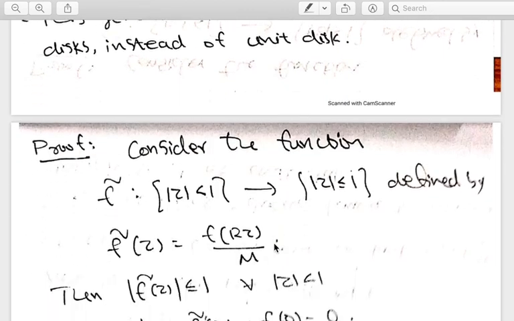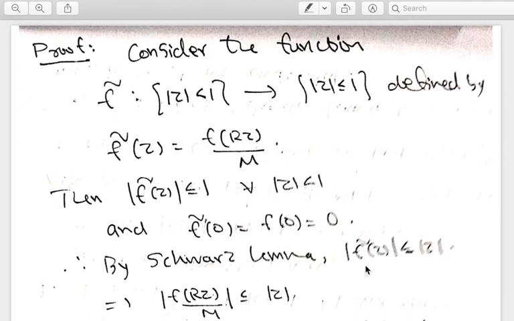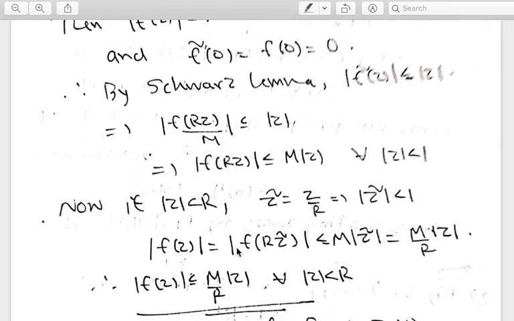This can be proved simply by considering a redefined function f tilde, where f tilde of z is defined by f of rz by m. Now apply the Schwarz lemma to f tilde, and you will end up with the result.